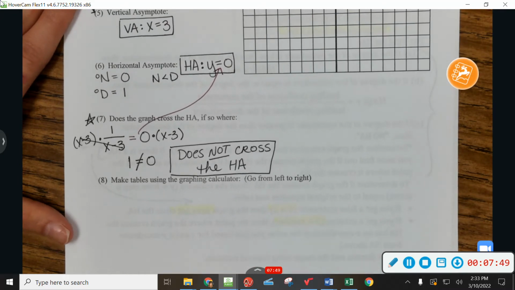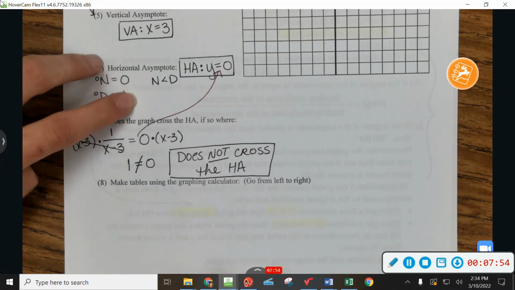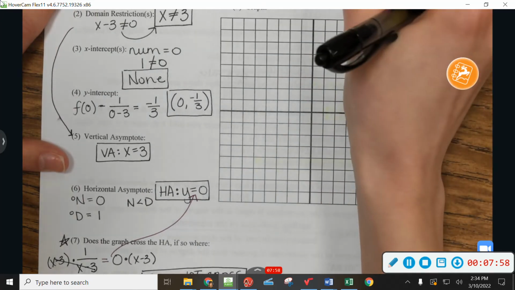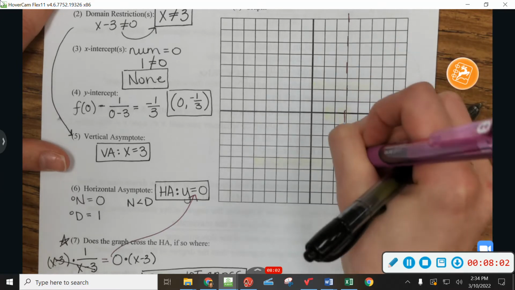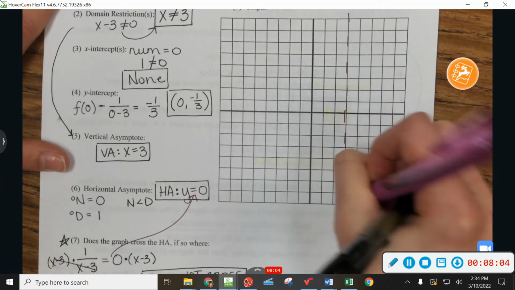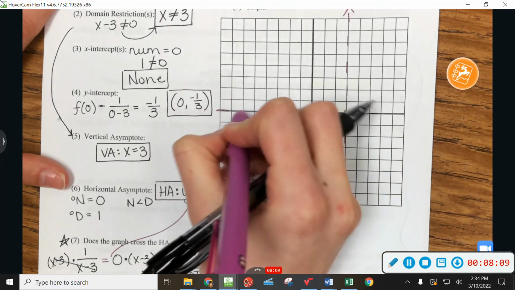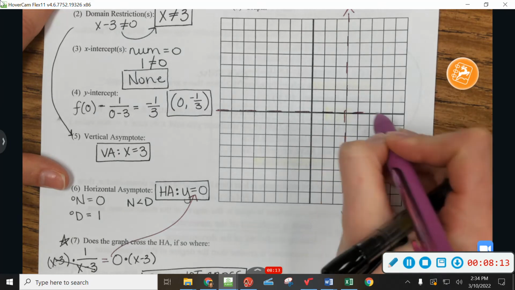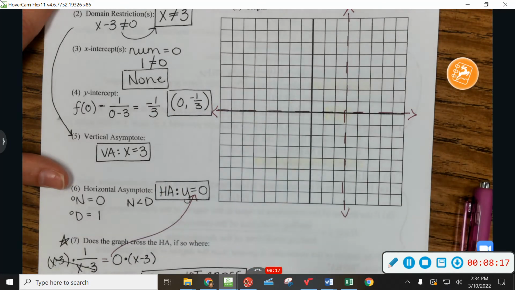Now, before I make the tables, I like to graph my asymptotes like I did last time. So I'm going to graph x equals 3. Remember, that's a dashed line. And then y equals 0. This graph, the axes are a little bit darker and bolded compared to your usual graphs. Just make sure I know that you're putting an asymptote there.